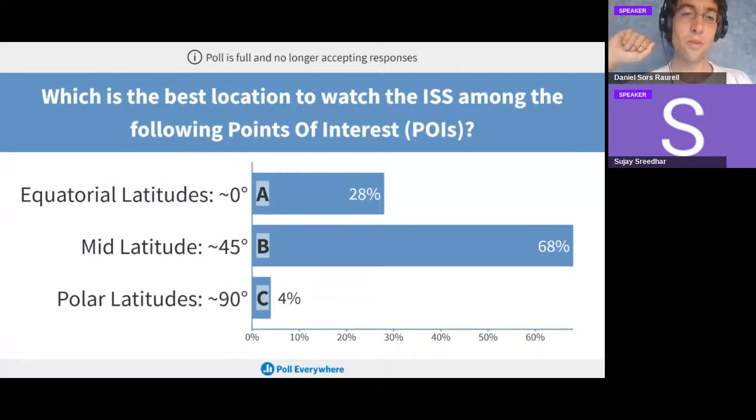So the right answer is B. Well done for 68% of you. Being in mid-latitudes, on average, they have better visibility, so the ISS flies over them with direct line of sight for higher, longer periods of time.